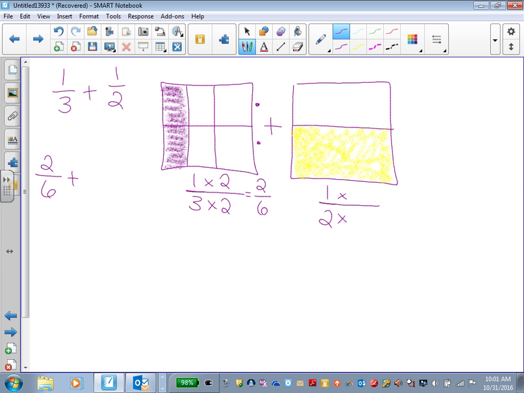Brooklyn, what did I do differently, or what did I do to my 1/3 box to start off with? Because I need to do that same thing to this half. No, vertical line. 2 vertical lines. So 1, 2. This gives me how many columns? 3. 1, 2, 3 columns. That's what I'm going to multiply by.